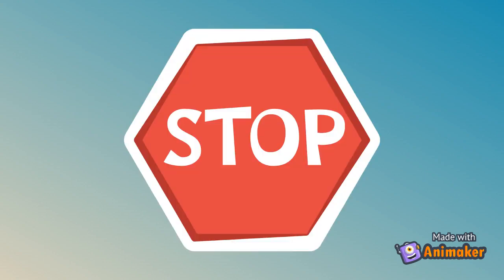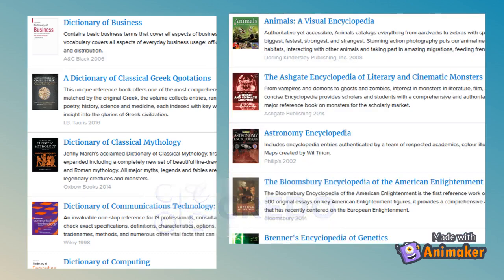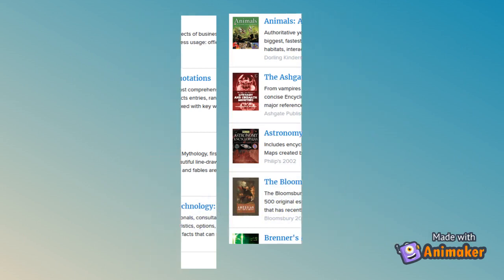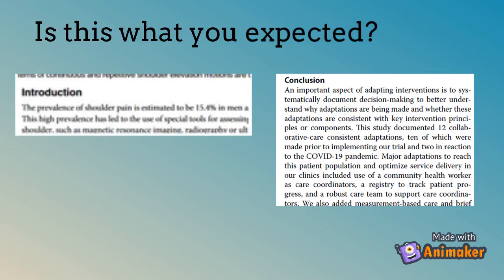If you are completely confused at this point, pause and revisit other background material. This could be your textbook, but also dictionaries and encyclopedias. Then come back to the article. After you reread the introduction and conclusion, ask yourself if the article seems to be what you were expecting based on what you read in the abstract.